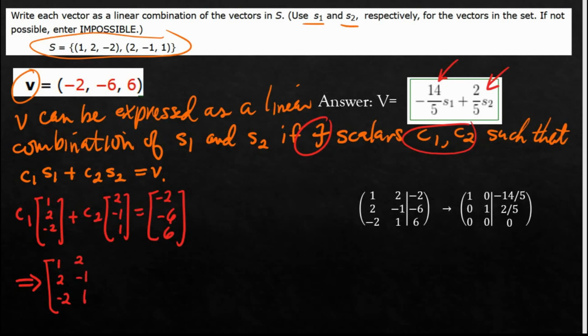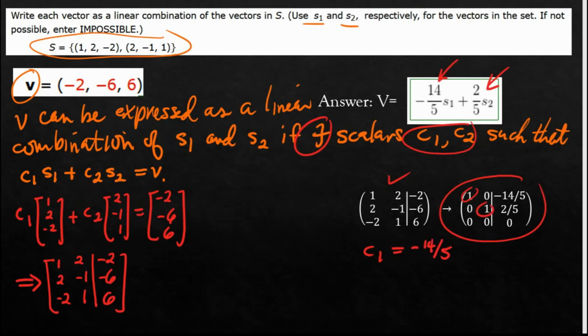We're going to write this as a matrix. We have a system, so we're going to solve it in that regard. So you see that I have it here. And in your graphing calculator, you put that in. That reduces. Let's interpret that, right? So once we get this, what does that mean? That means that the 1 here is 1 times C1, which is equal to negative 14 over 5. And this is 1 times C2, which is equal to 2 over 5. So the two scalars that we need are negative 14 over 5 and 2 over 5.